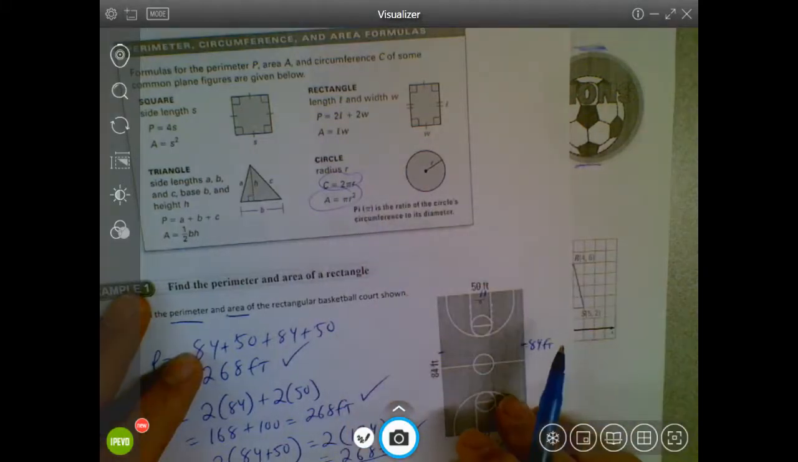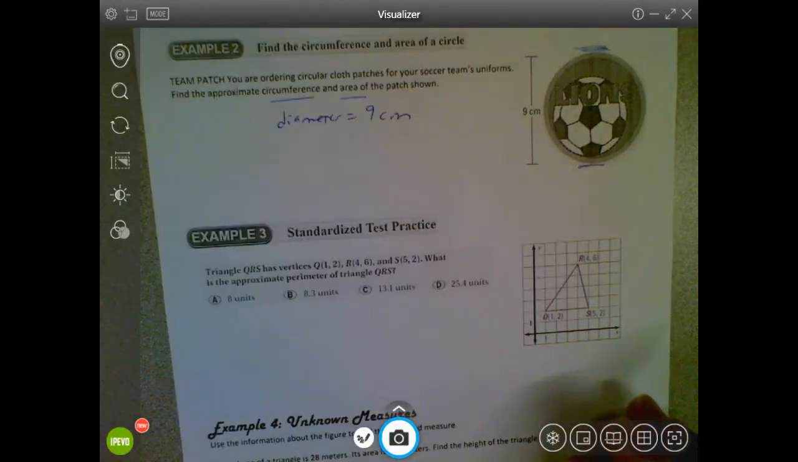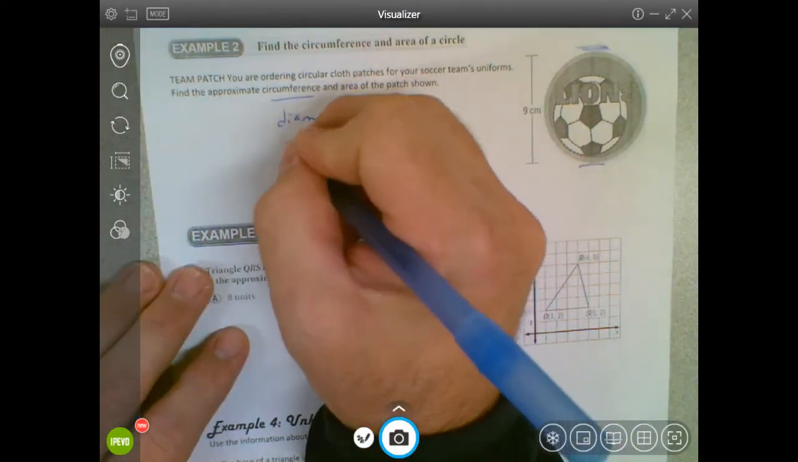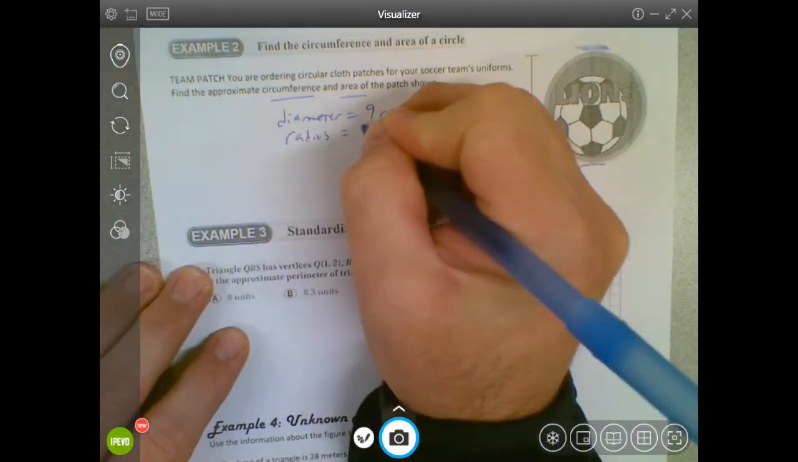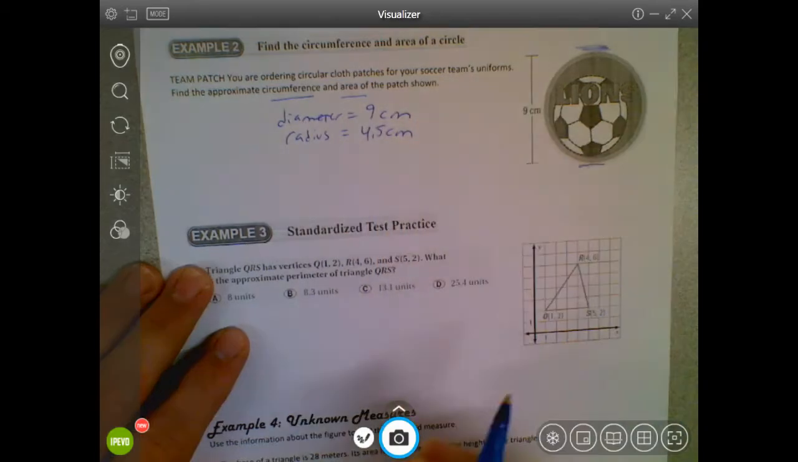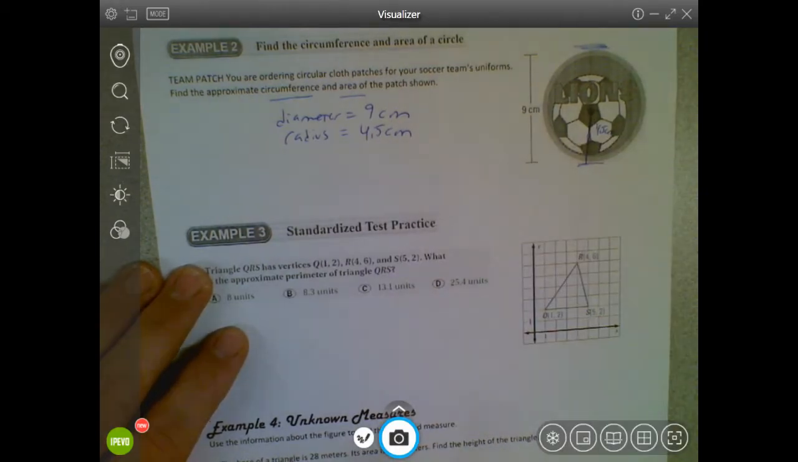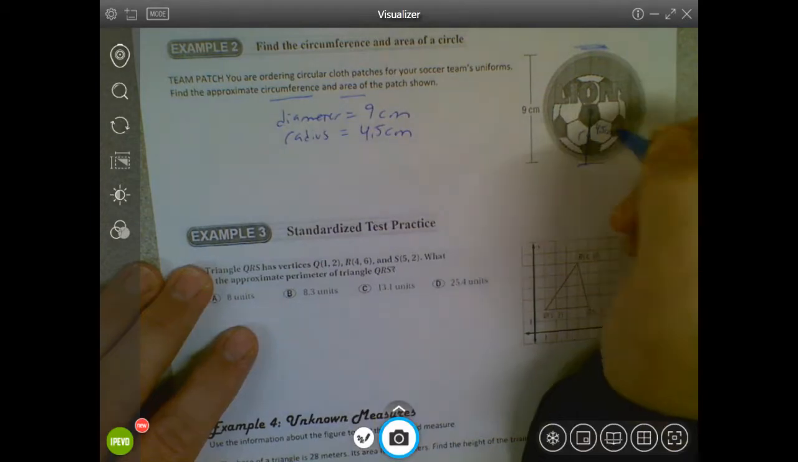Each of the formulas involves the radius. So we're going to need to figure out the radius based on that diameter. And hopefully you remember the radius is going to be half of the diameter. So it's 4.5 centimeters. So the distance from here to here is 4.5 centimeters. And that's your radius. Okay, that's R.